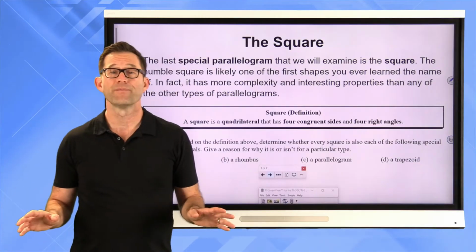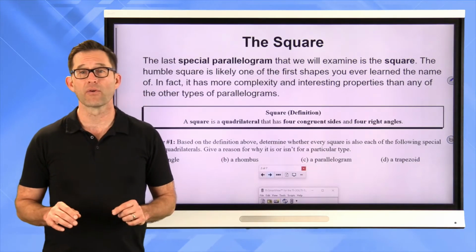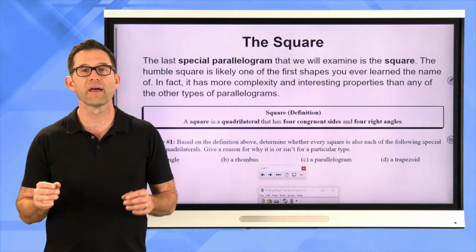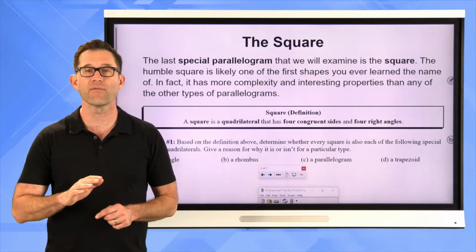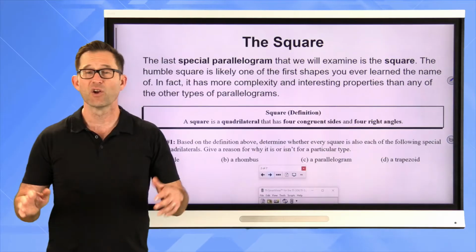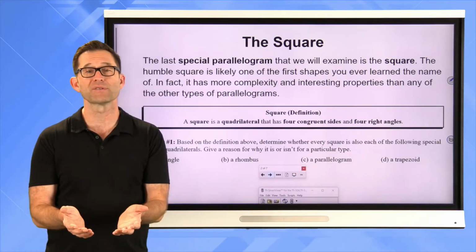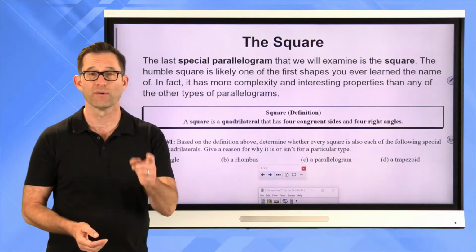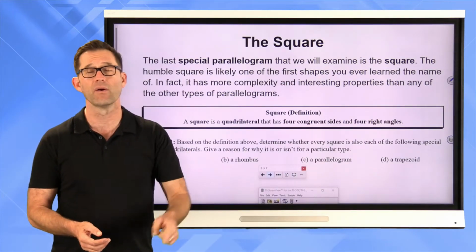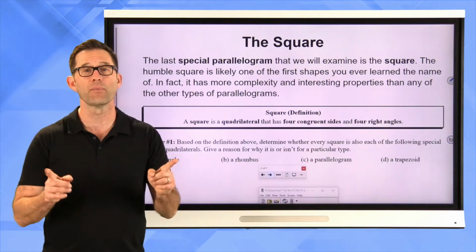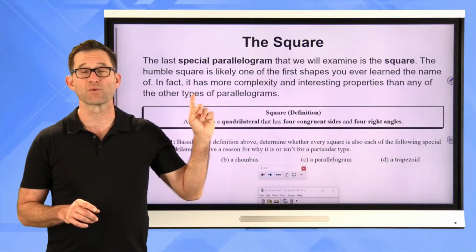Now, the square. The last special parallelogram that we will examine is the square. The humble square is likely one of the first shapes you ever learned the name of, right? You were sitting there in diapers and your parents were opening up books that had pictures and shapes in them and they were going circle, square, triangle, rectangle, right? Even though all rectangles are squares. Anyway, not the point. In fact, all squares are rectangles.